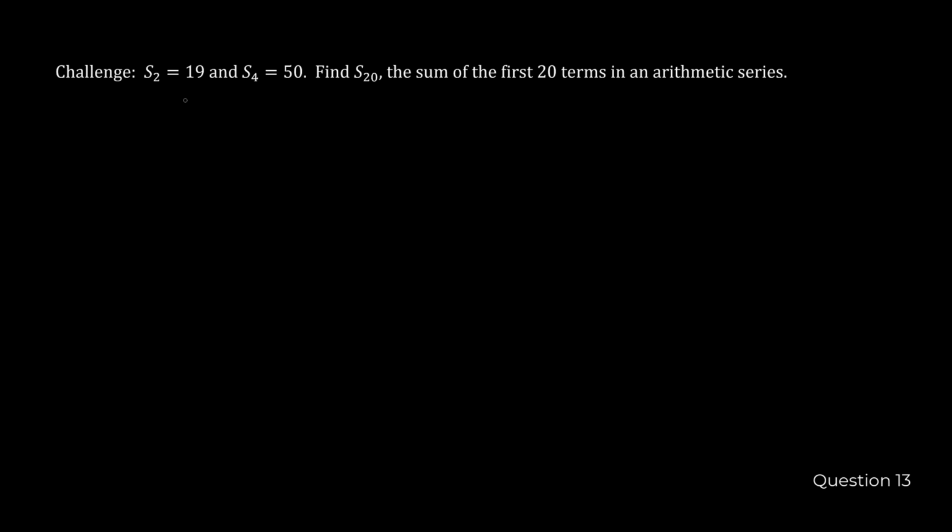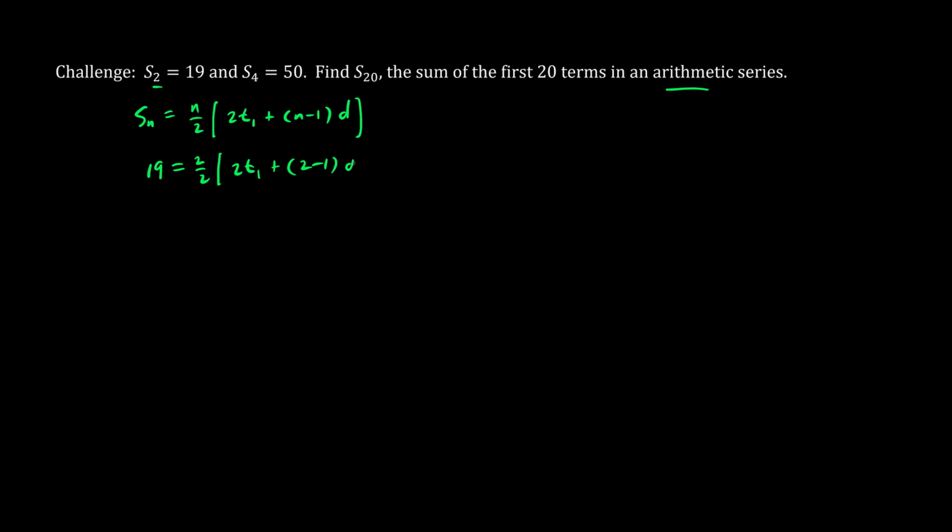Let's try a challenging question. S2 equals 19 and S4 equals 50. We want to find S20, the sum of the first 20 terms in an arithmetic series. Now what's the formula for arithmetic series? The formula is here, and we know that S2 equals 19. So let's write S2, or 19, and here n is 2, 2 over 2, 2t1 plus n, which is 2, minus 1d.